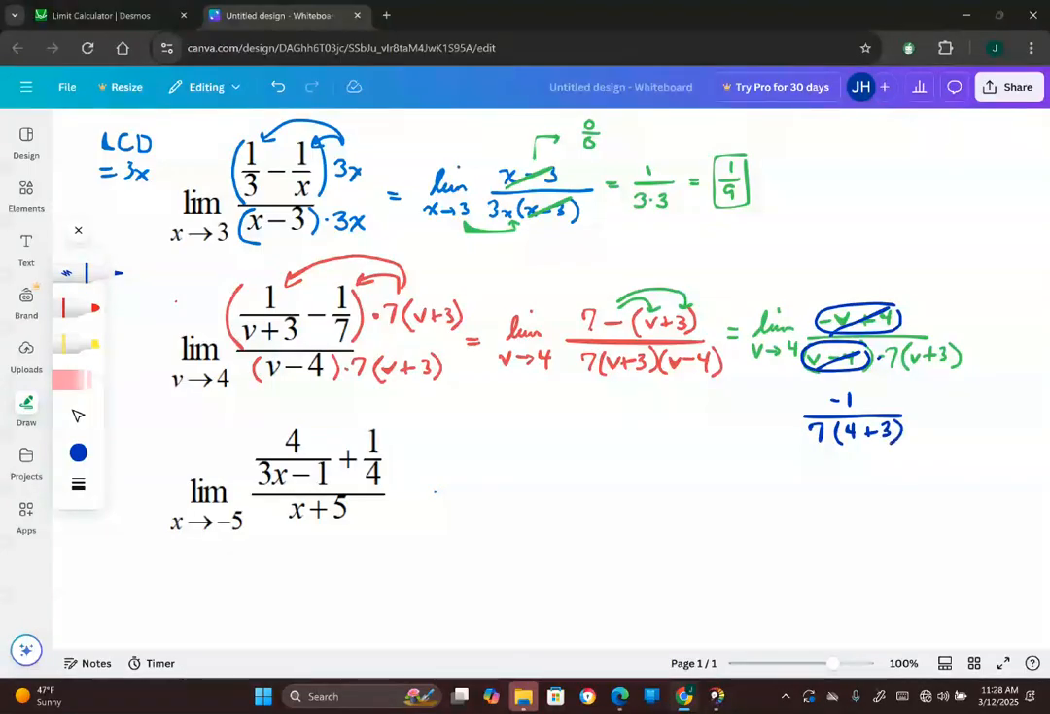Once you have canceled out those common factors that give you the 0 over 0 indeterminate form, you can just plug in your numbers. And on the bottom here, I'm going to have 7 times 7, which is 49. So my answer here is negative 1 over 49.